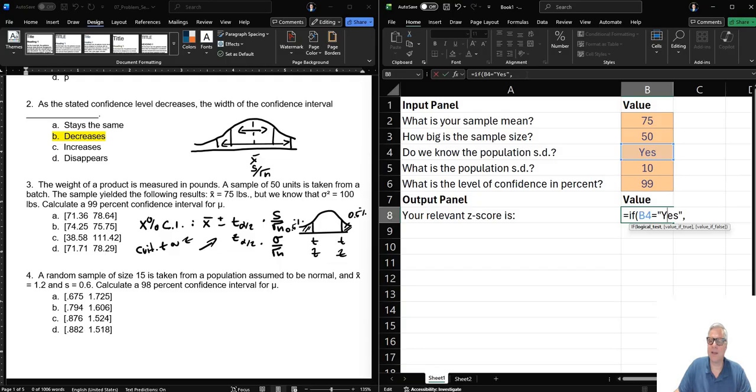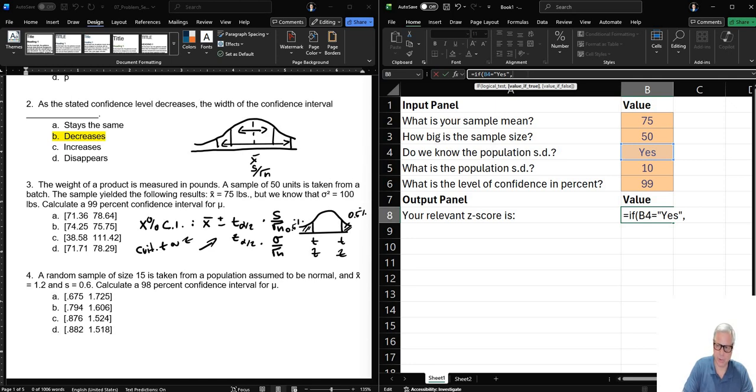Okay, how do we find the z-score? The z-score is given by NORM.S.INV.